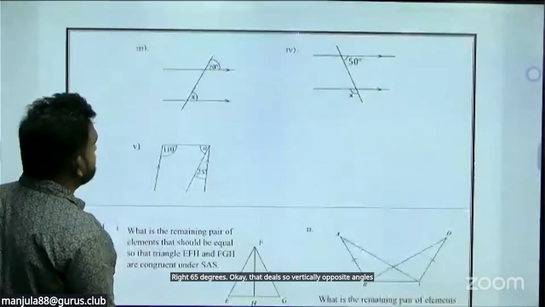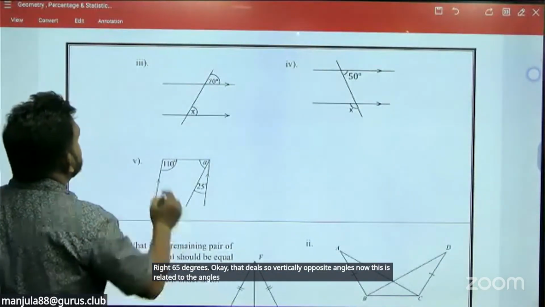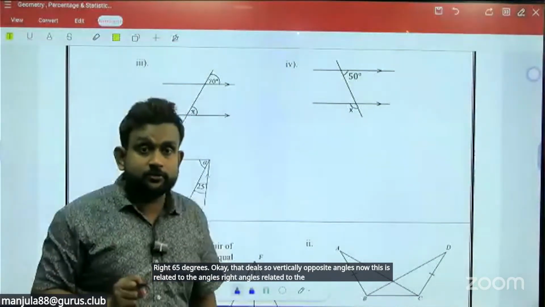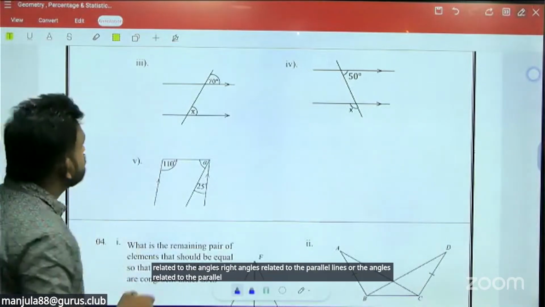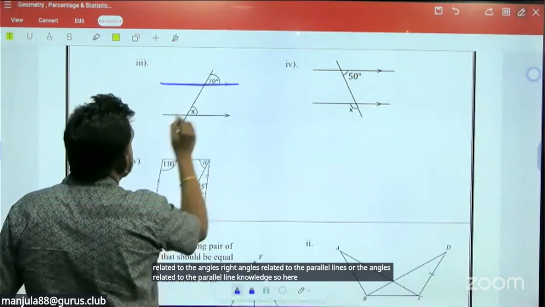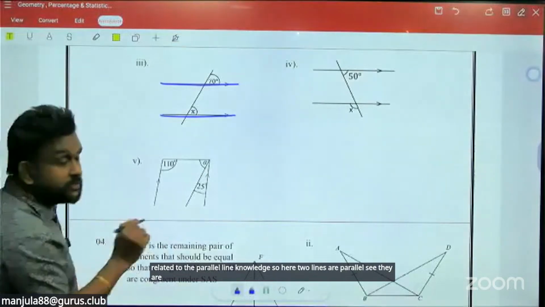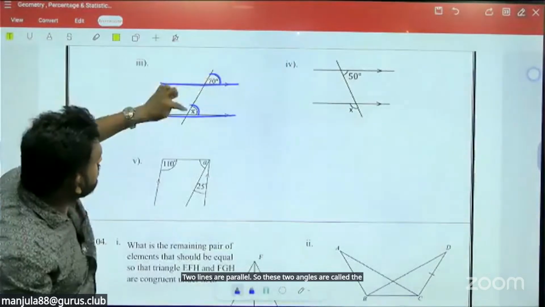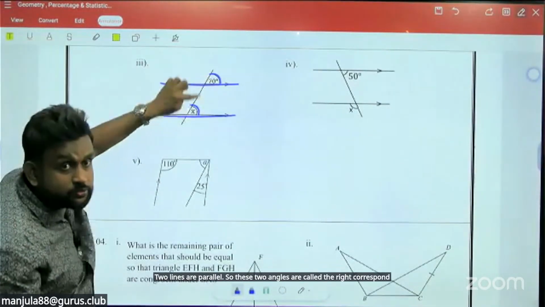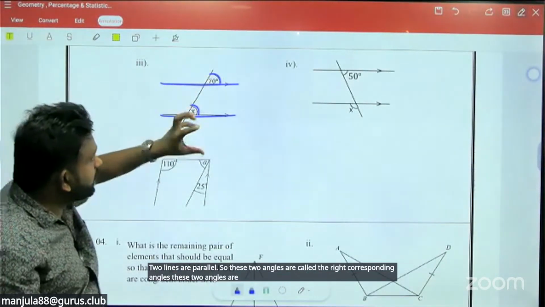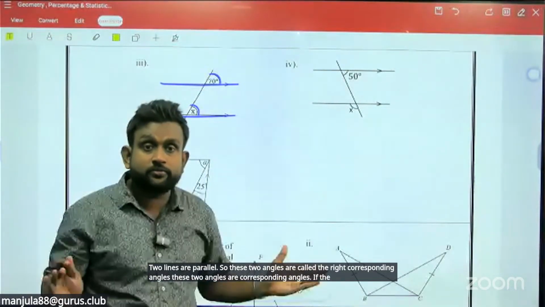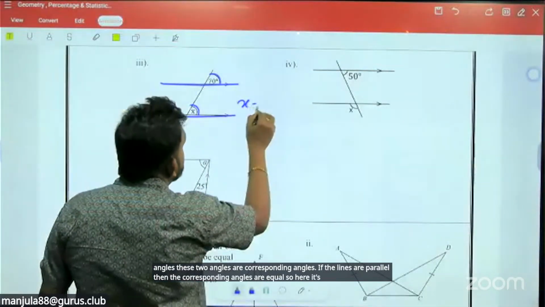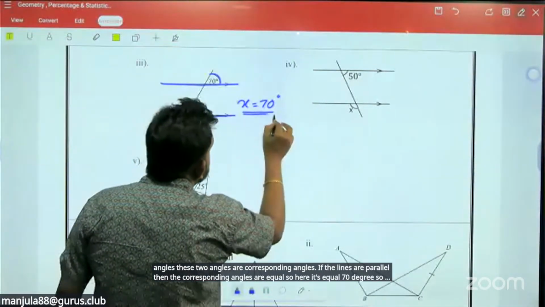Now this is related to the angles, right? Angles related to parallel lines. So the angles related to parallel line knowledge. Here two lines are parallel. See there, two lines are parallel. So these two angles are called corresponding angles. These two angles are corresponding angles. If the lines are parallel, then the corresponding angles are equal. So here x equals 70 degrees. So that gives you the answer x as 70 degrees.